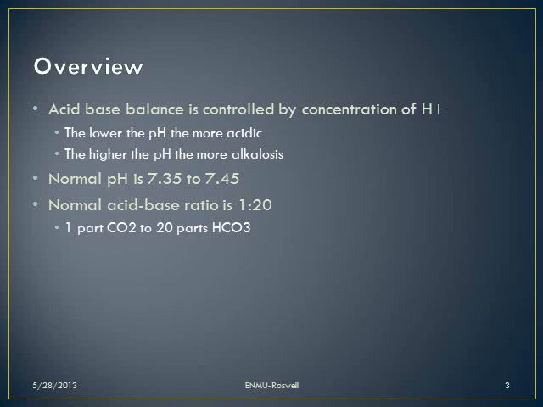So the normal acid to base ratio is 1 to 20. That means we have 1 part CO2 to 20 parts bicarb. And like we talked about in the last lecture, that's constantly changing: CO2 to bicarb, carbonic acid, bicarb back and forth, and vice versa. But realize for every one carbon dioxide molecule we have, we're going to have 20 bicarbonate molecules. Okay? Everybody understand that? It's a 1 to 20 ratio.